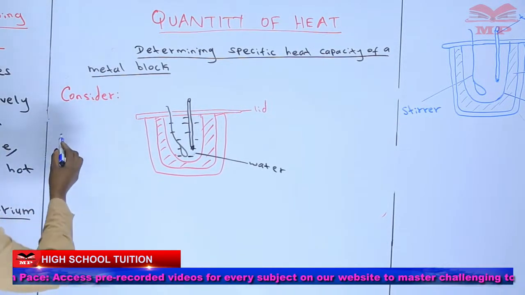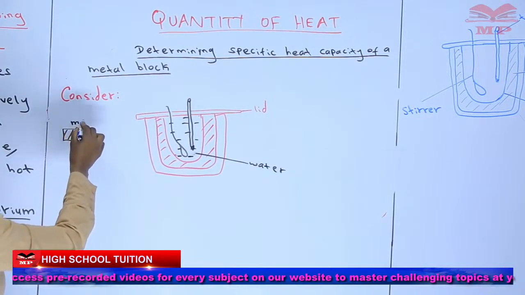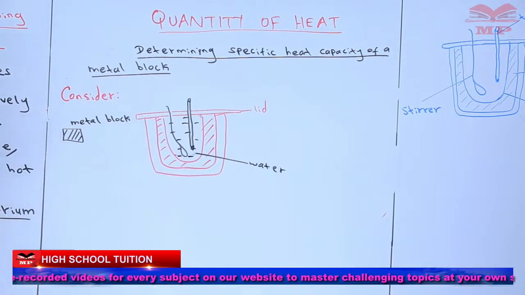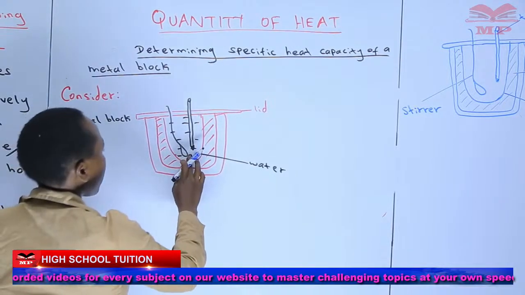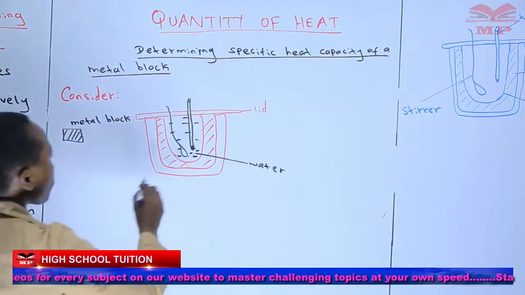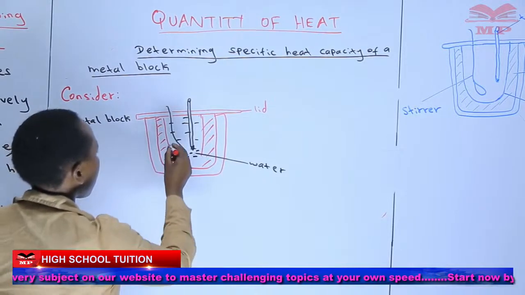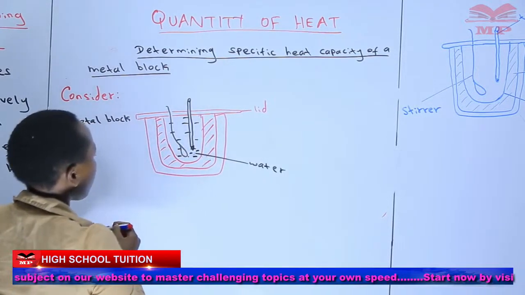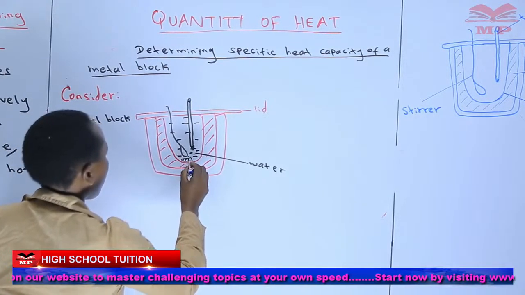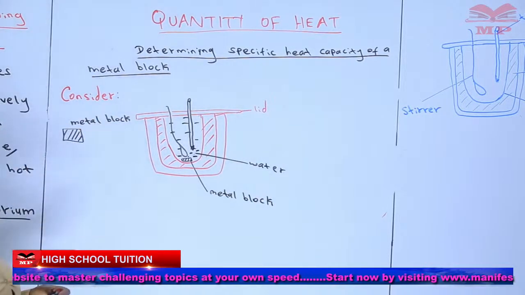So here we are having a metal block. This is our metal block, which is being transferred from an oven, and then it is dropped into the calorimeter. So we can have the metal block dropped into the calorimeter. We can have it this way. This is our metal block. So that is the consideration that we have.